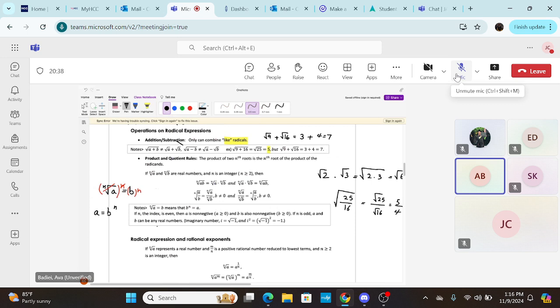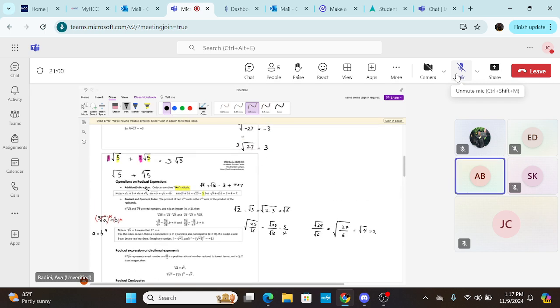And then in the next two lines, it says if n, the index, is even, a is non-negative, so again, your radicand can't be negative, and b, which is your answer, cannot be negative either. If it is odd, then we don't have any problems.